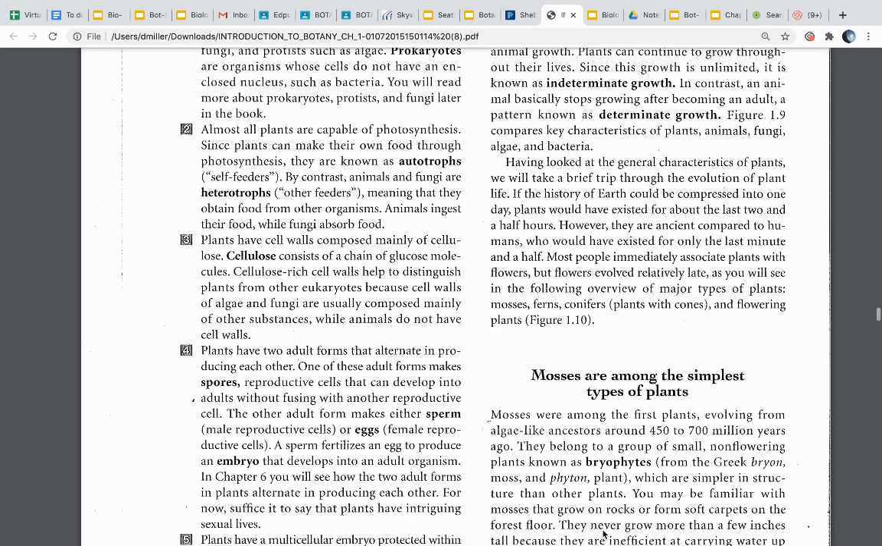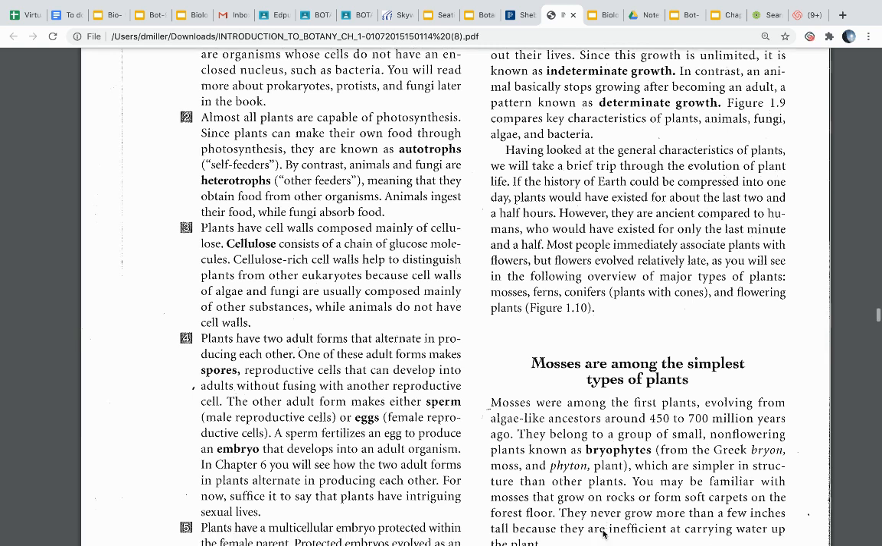Number 2. Almost all plants are capable of photosynthesis. Since plants can make their own food through photosynthesis, they are known as autotrophs, or self-feeders. By contrast, animals and fungi are heterotrophs, other feeders, meaning that they obtain food from other organisms. Animals ingest their food, while fungi absorb their food.